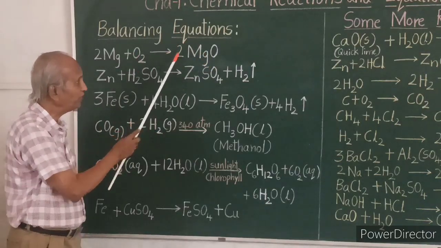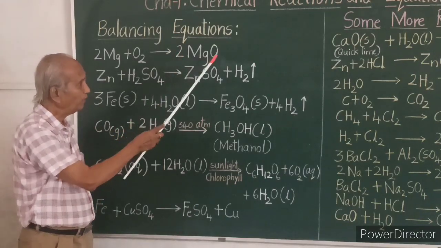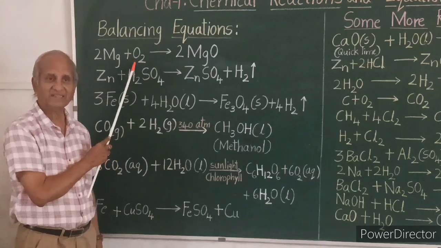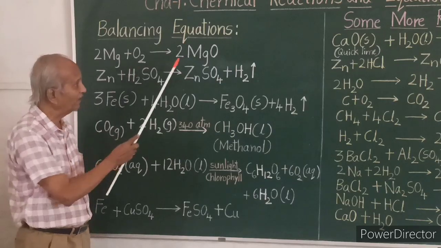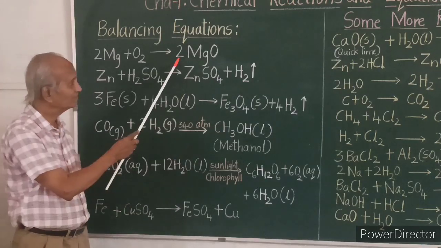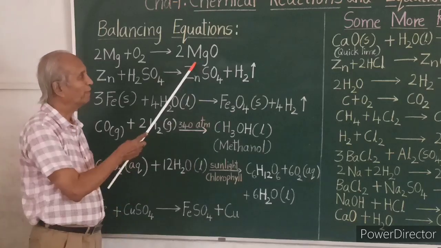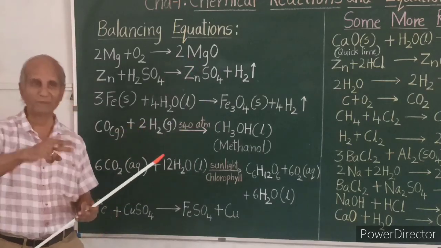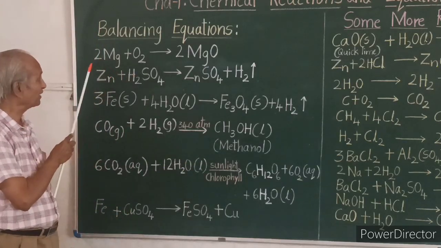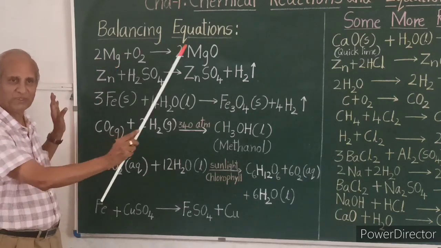Now we put coefficient 2 here. Now two atoms of oxygen are neither gained nor lost in this reaction. You have two atoms of oxygen. It's not lost. But magnesium atoms have gone up to 2 now, from 1 to 2. Here we have only 1. Now we have to write 2 here. It was not there earlier. We write 2 here. Now the equation got balanced.